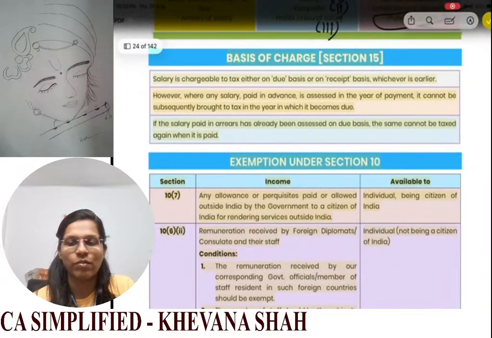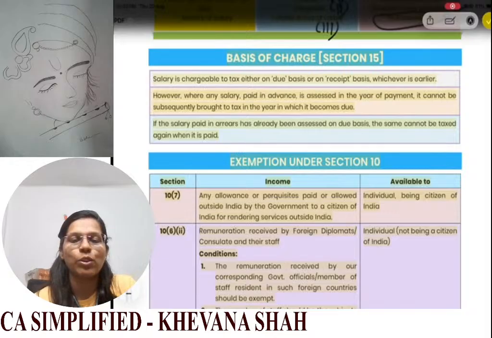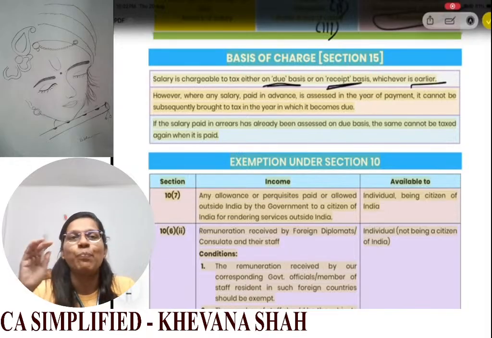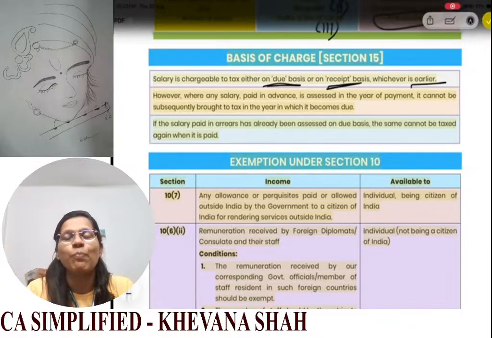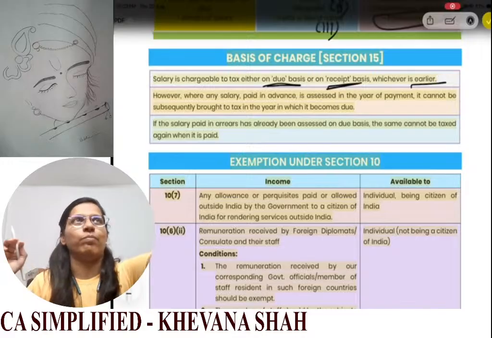Then you have basis of charge, which is under section 15. So salary is chargeable to tax either on due basis or on receipt basis, whichever is earlier. So whether your salary is due or whether your salary is received, whichever event happens earlier, based on that you will be charging the tax on your salary.